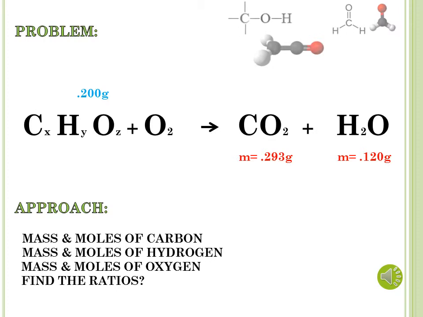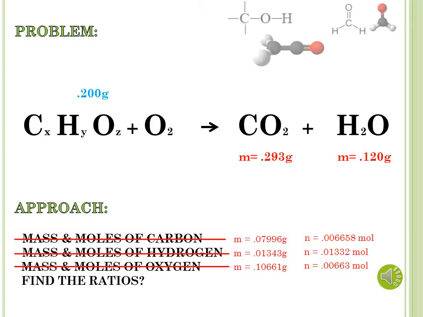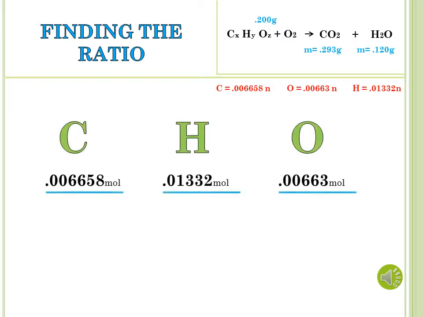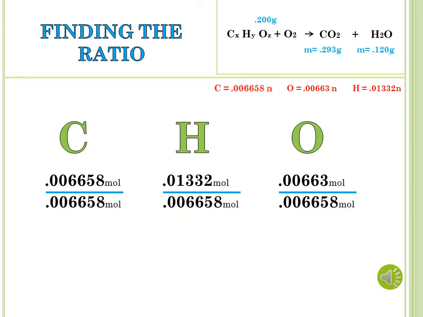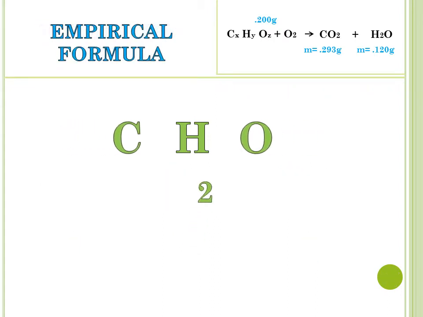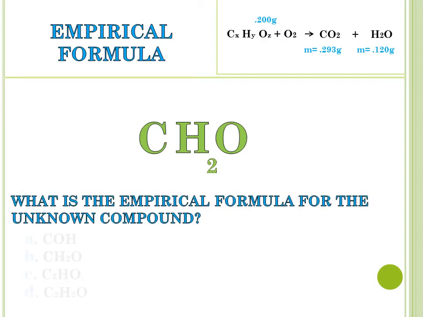We already found the mass and moles of carbon, hydrogen, and oxygen. Our last step will be to find the ratios of each atom. To find the ratio of the unknown compound, I need to divide the moles of each atom by the moles with the lowest value, which in this case is carbon. Finally, my ratio is 1 to 2 to 1, which indicates that our empirical formula is CH2O. Therefore, our answer will be choice B.